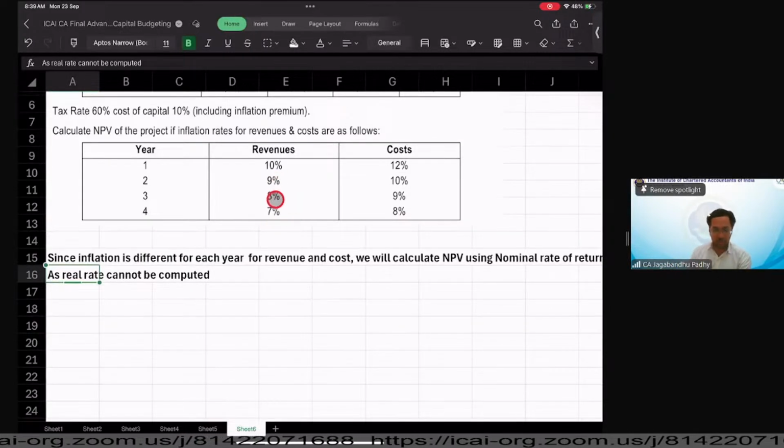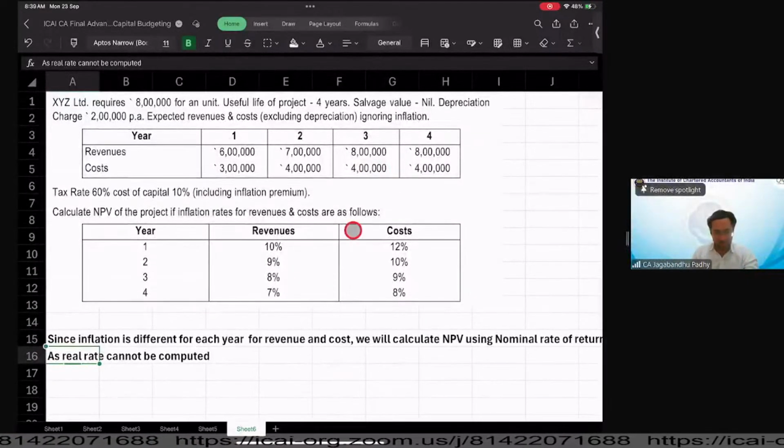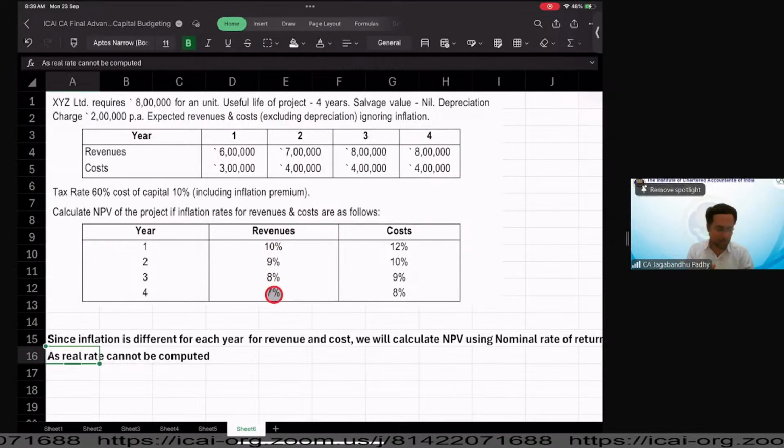So they have given us the inflation to get the nominal revenue and the nominal cost. These numbers are given for us to get the nominal revenue and the nominal cost. Got it? They have given the inflation rates, but I have to use this inflation rate to get the nominal amount of revenue and the nominal amount of cost. Practically, are the inflation rates for revenue and cost the same? No, they aren't. The inflation rates for revenue and costs are not going to be the same.